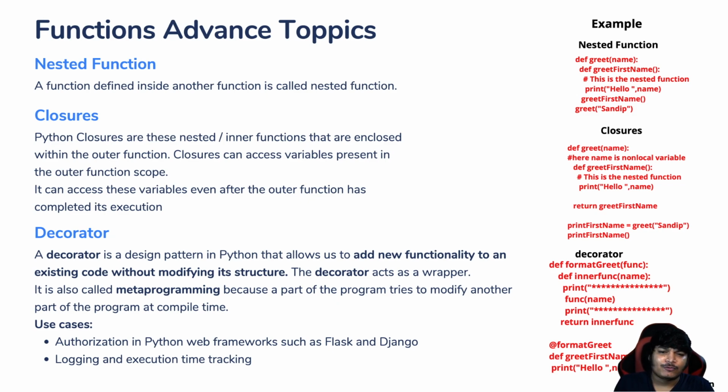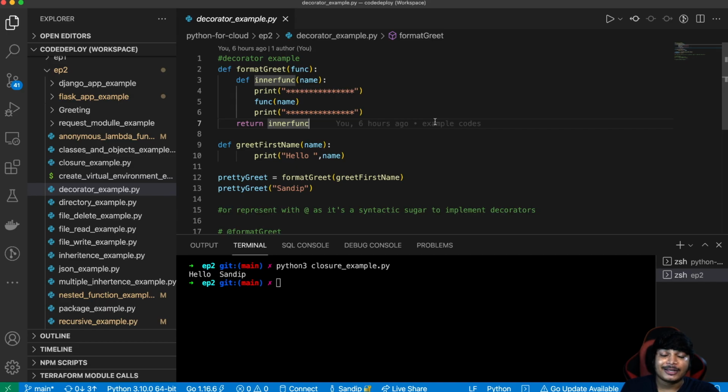Use cases are found in web frameworks such as Flask and Django, which we'll cover at the end, so stay on. We can also utilize this kind of decorator function for logging and execution time tracking. Now let me show you an example so you can understand it even better. You can find the decorator example in the decorator_example.py file.